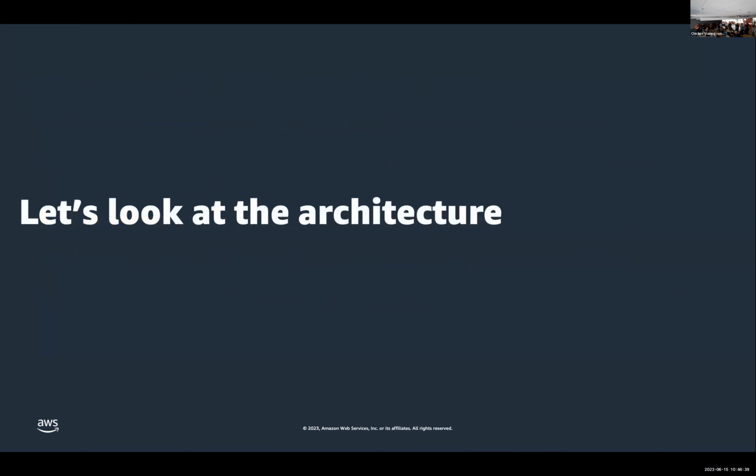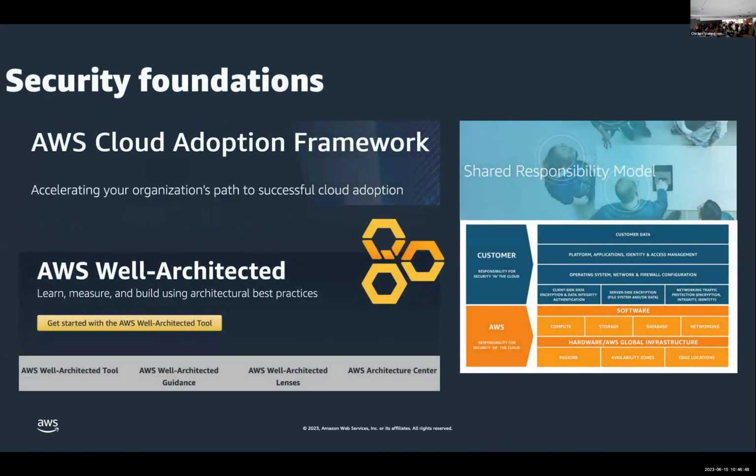So with that, we got to know what AWS SRA is, a bit of history, like why we built it in the first place, and what kind of benefits it can bring to you. Now let's have a look at the architecture of the solution itself.